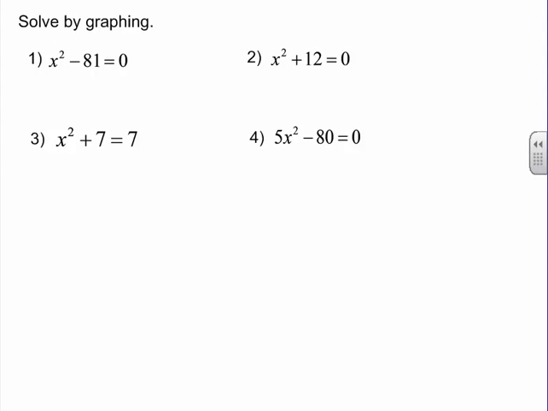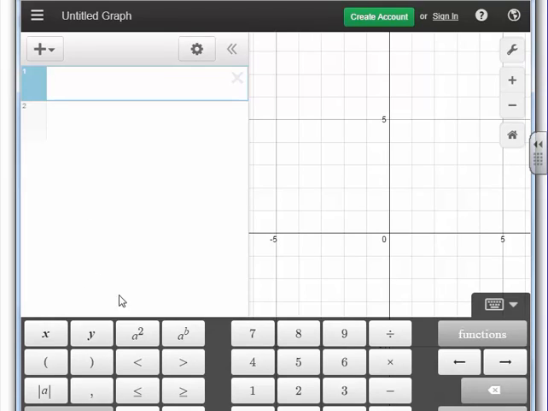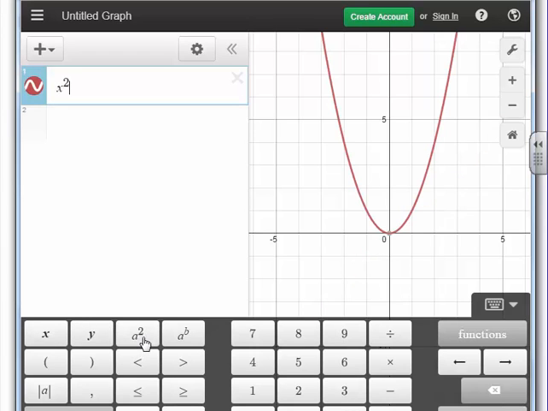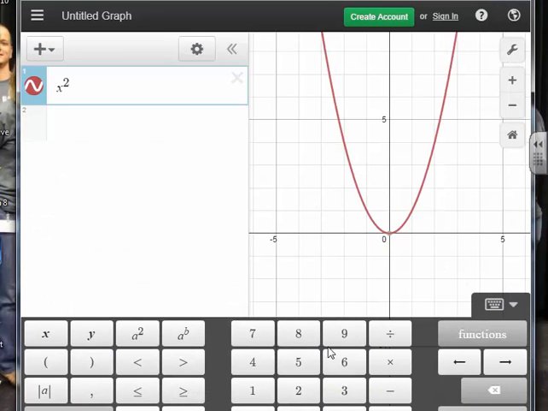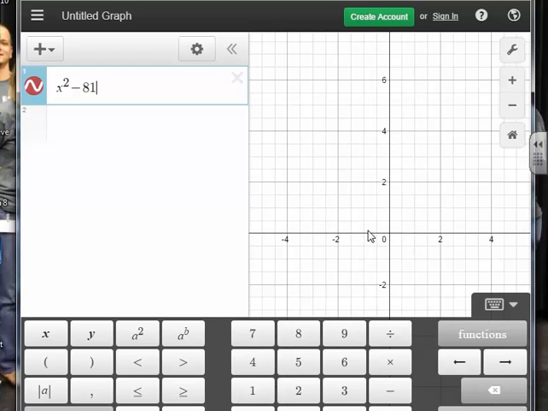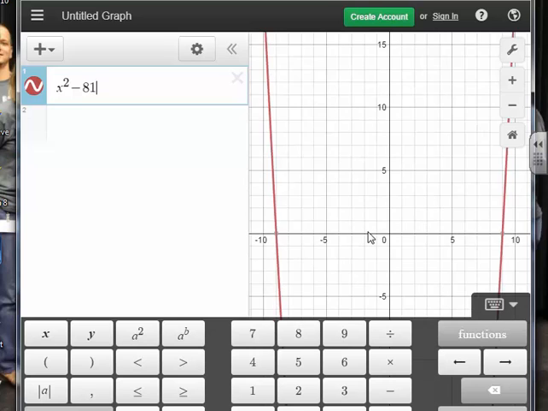So, solve by graphing. If I want you to solve or find the solutions by graphing, then the first thing you should do is actually graph it. So we're going to enter x squared minus 81. It's not really showing up, so let's zoom out and see if we can find it.